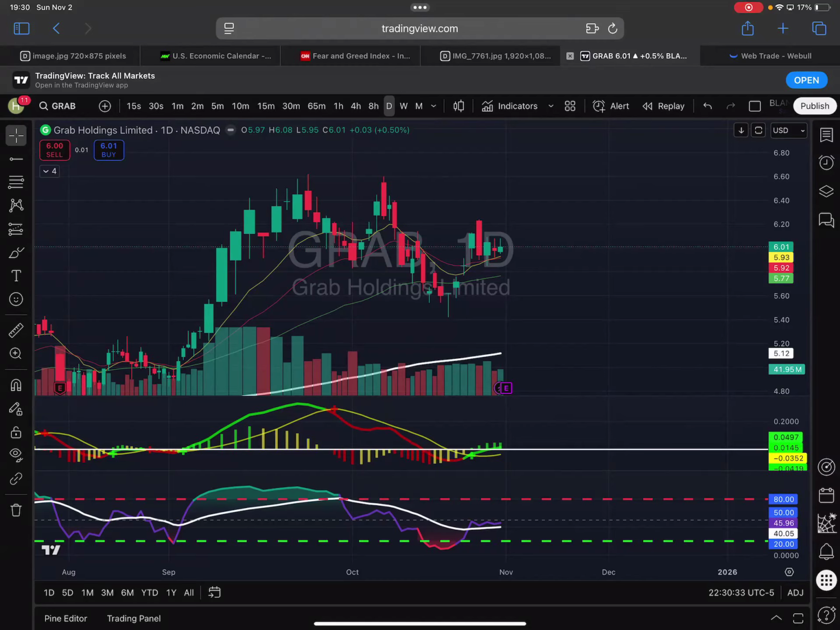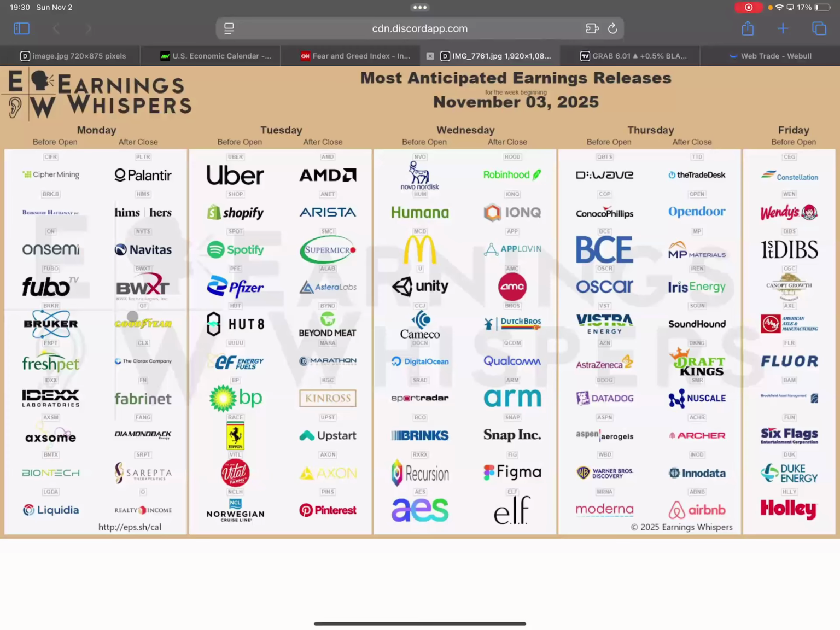Okay, so Grab for what it is, if you ask me, because I'm not always 100%, but if you ask me, this is a steal of a company at this price for what it can be in the future based off of evaluations. Not only that, but Grab has earnings, I think tomorrow. This week for sure, but let me see. Is it tomorrow?